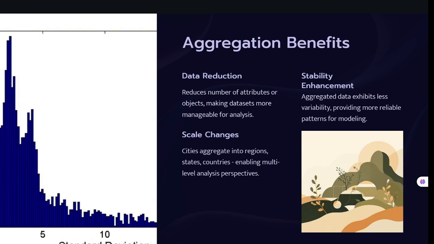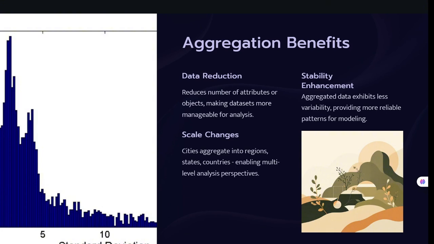So, aggregation benefits. Aggregation is all about combining data. So it helps with data reduction, making big datasets more manageable. Also, it provides stability. Aggregated data has less noise and variability, and also it enables analysis at multiple levels, like cities grouping into regions and regions into countries.